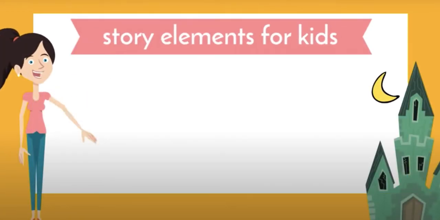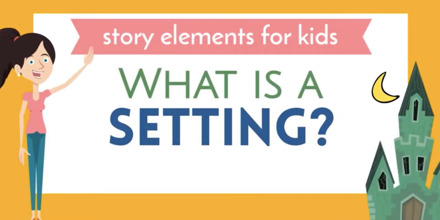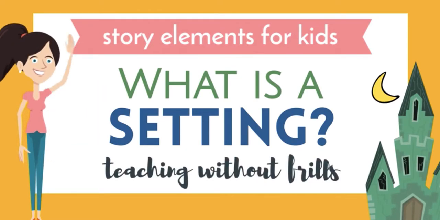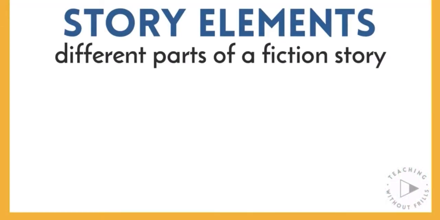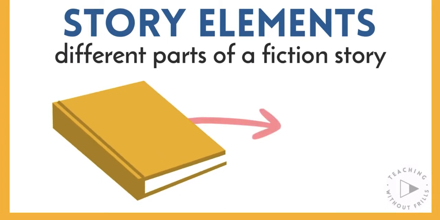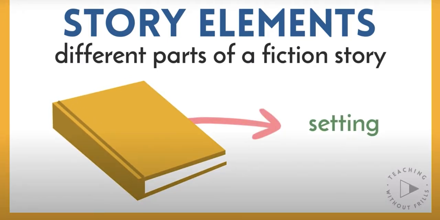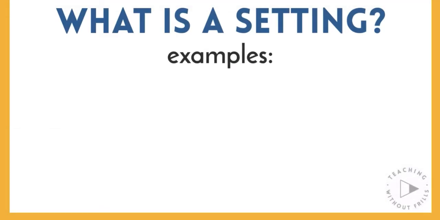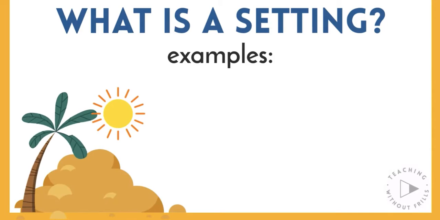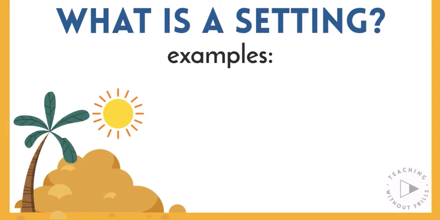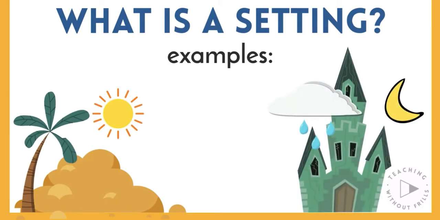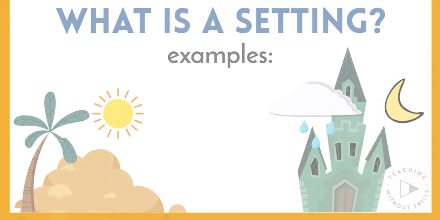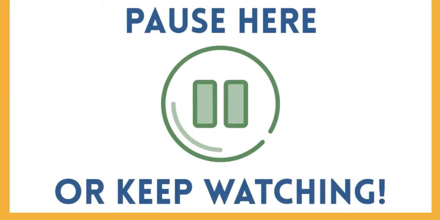Story Elements for Kids. What is a Setting? By Teaching Without Frills. Story elements are the different parts of a fiction story. The setting is an important story element. Can you figure out the definition of setting from the following examples? The setting might be a hot, sunny day at the beach during the summertime. Or it could be a cold, rainy night at a haunted house in October. So what do you think the definition of setting is? Pause here to think, or keep watching to find out.